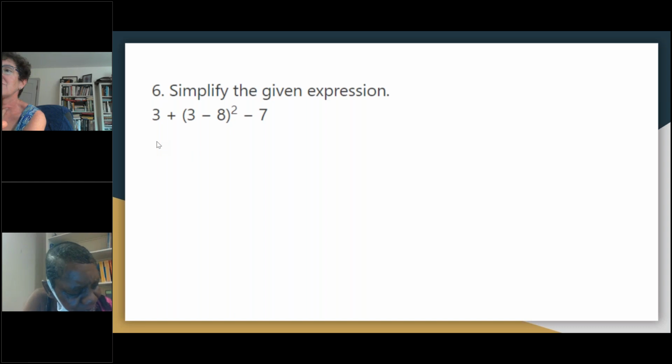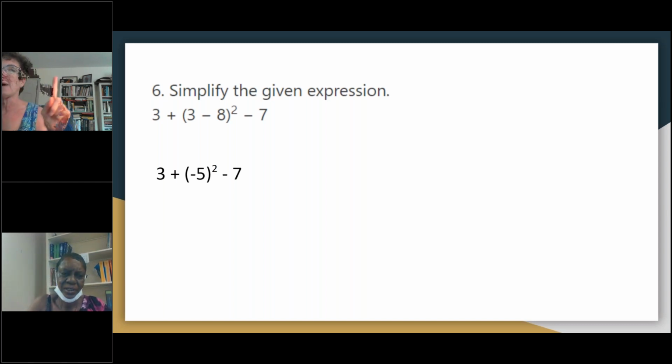So 3 minus 8 is negative 5. We start at 3 on the number line and go backwards 8. We'll be at negative 5. All right. So now what do we do?